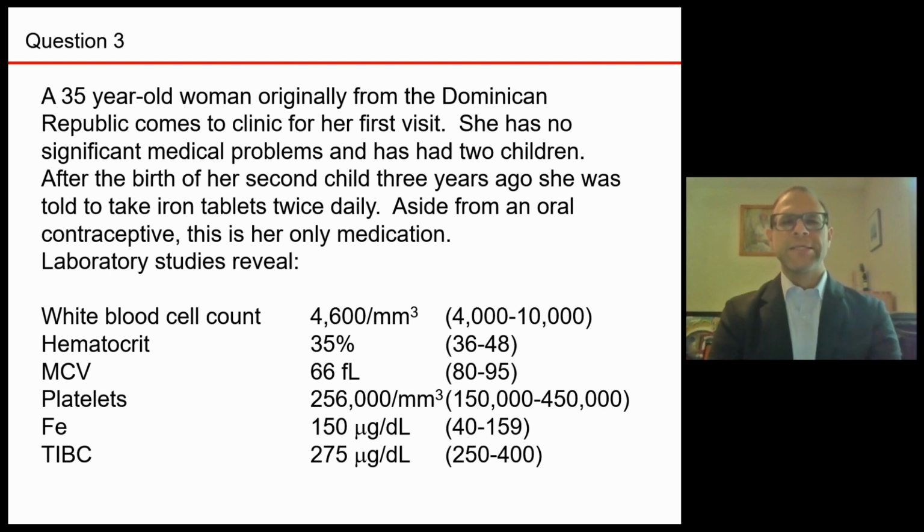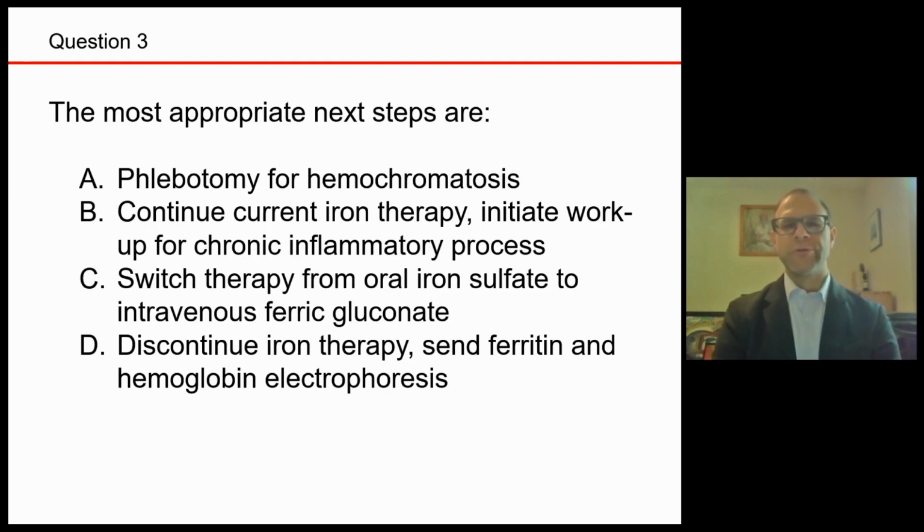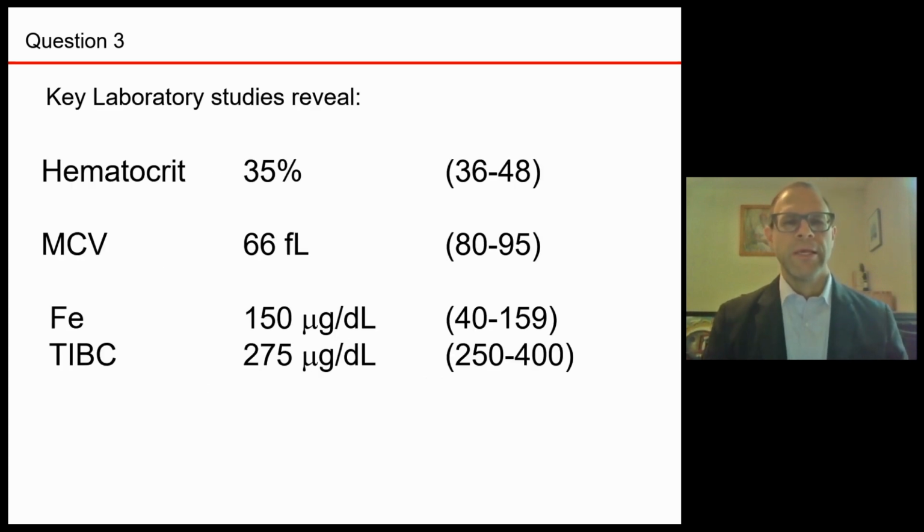The most appropriate next steps are A, phlebotomy for hemochromatosis, B, continue current iron therapy, initiate workup for chronic inflammatory process, C, switch therapy from oral iron to IV iron, D, discontinue iron therapy, send a ferritin and a hemoglobin electrophoresis. The key laboratory studies here are the very mild anemia. I mean, that hematocrit of 35% is essentially normal, and yet the MCV is profoundly low, while the iron studies that we have are in the normal range.